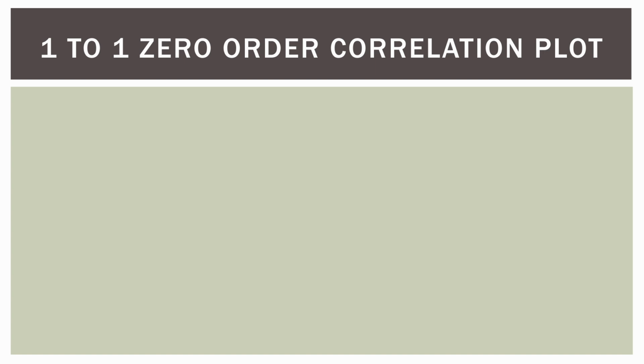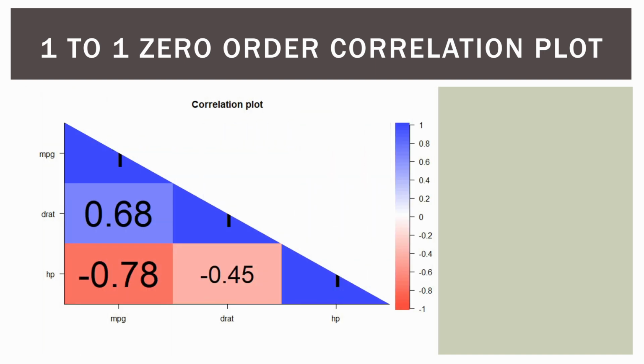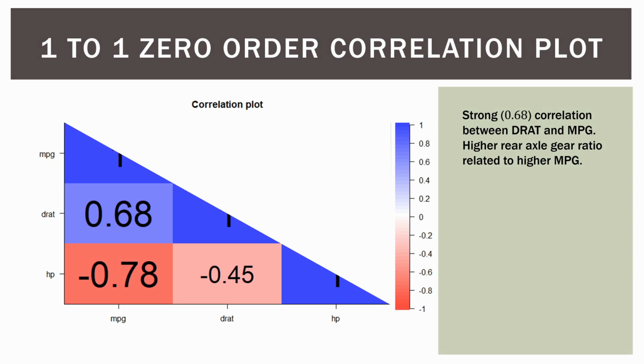So, the one-to-one zero-order correlation plot. This is just a review from the last video. So here are the correlations between miles per gallon, DRAT, and horsepower. We can see that there's a strong correlation of 0.68 between DRAT and miles per gallon. So a higher rear axle gear ratio is related to higher miles per gallon. What this means in the real world, in general, is that for every turn of the rear wheels, the engine has to turn less. So it's much more complicated than that, but in general, that's what it means. So a higher rear axle gear ratio means that the engine turns less, and therefore the miles per gallon is higher. So that's why this correlation is positive and strong.